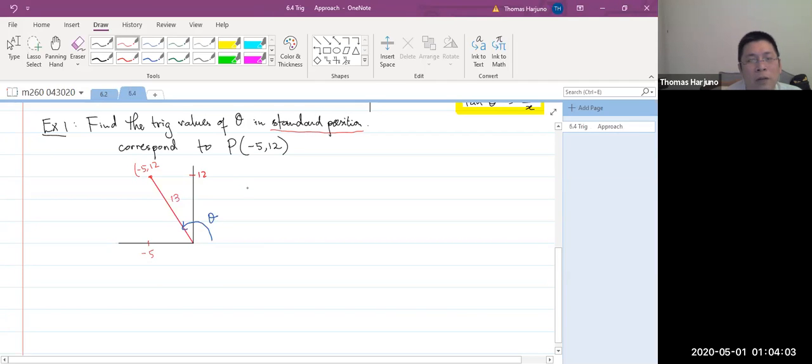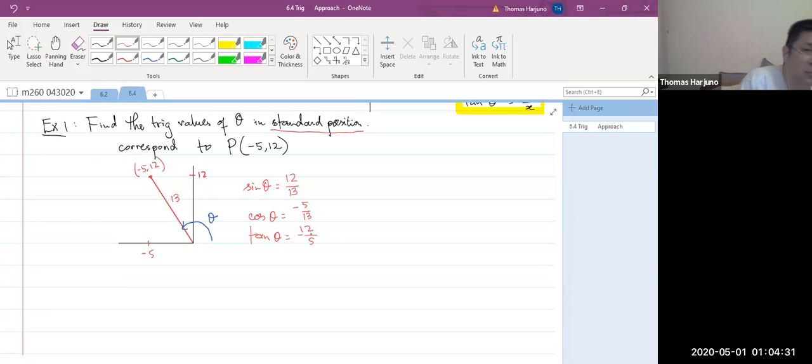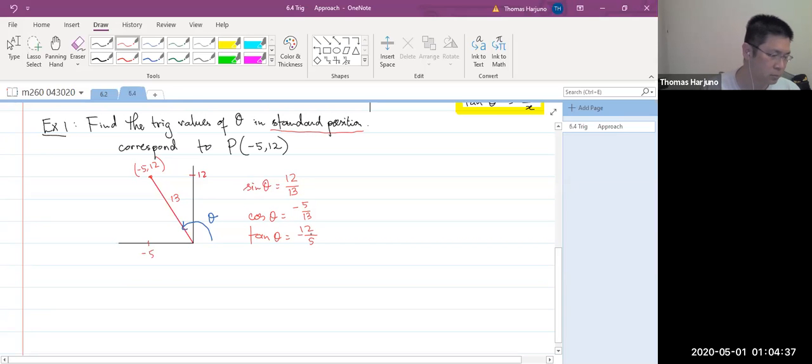Then actually we can already find what is sine theta. Sine theta will be y over r, right? Cosine theta is x over r, and tangent theta will be y over x. Okay. But our focus will not be in here, even though it's already quite useful.